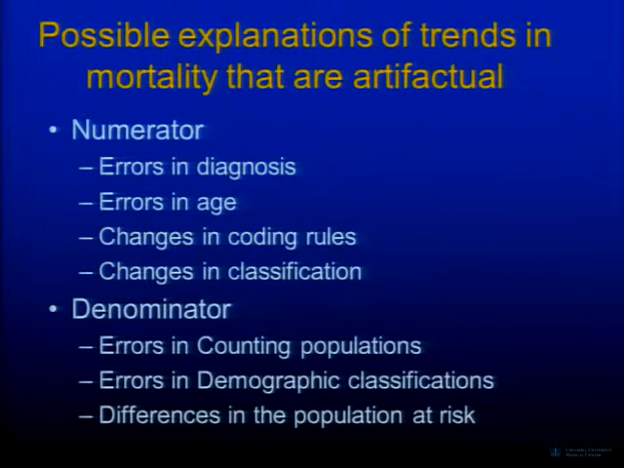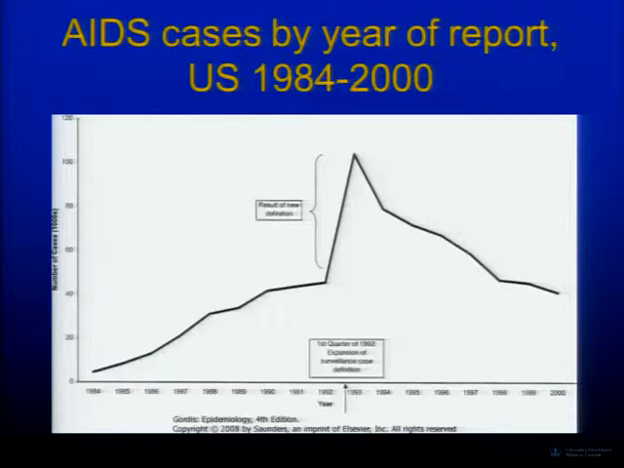So there are a lot of things that would come into play, and one example that I want to give you here is if you look at AIDS cases by year of report in the United States, from 1984 to 2000, you can see that there was this huge peak here. Well, was there really a spike in the number of AIDS cases that occurred in 1992? Well, in fact, it was a new definition that was given for AIDS. And as soon as that new definition came out, many more people were classified as having AIDS.